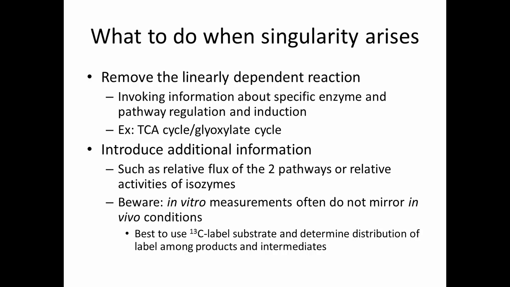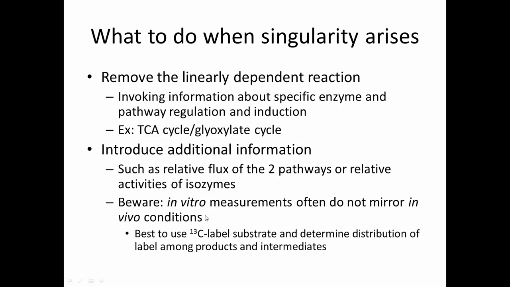So, this brings us to what you do when singularity arises in your matrix. You can remove the linearly dependent reaction. You would have to do that by invoking information about specific enzyme and pathway regulation and induction, for example, our TCA cycle and glyoxylate cycle. You could introduce additional information, such as the relative flux of the two pathways, or relative activities of isozymes, things like that.